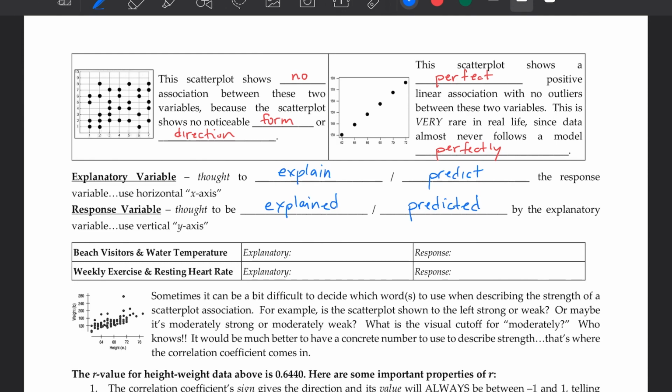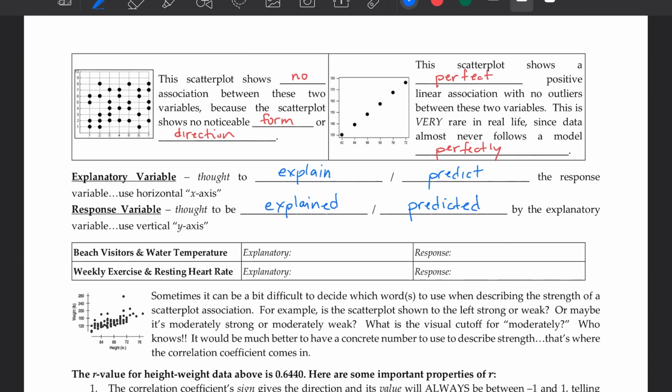So let's see if you can understand which one is which. I have two examples here that I'd like you to think about. Beach visitors and water temperature, okay? So the temperature in the ocean, and how many people are coming to the beach? Which one do you think is the thing that is explaining the other? That would help you determine what's the explanatory variable, and then the other one would be the response. Same thing for weekly exercise and resting heart rate. Which one do you think explains the other? Which one is the response to that other variable? Fill those out. We'll talk about them in class.